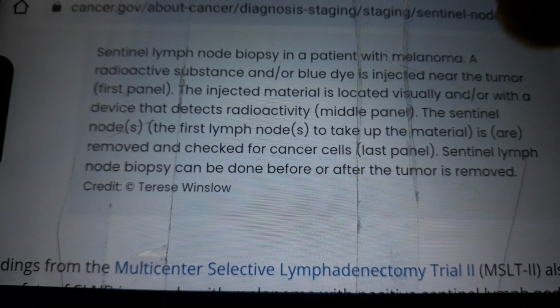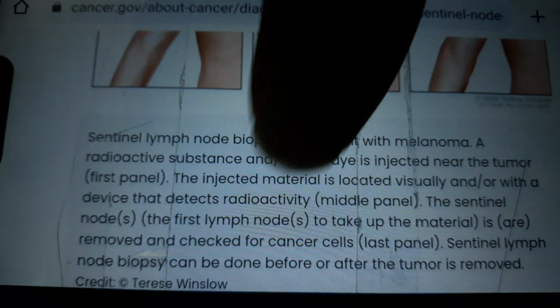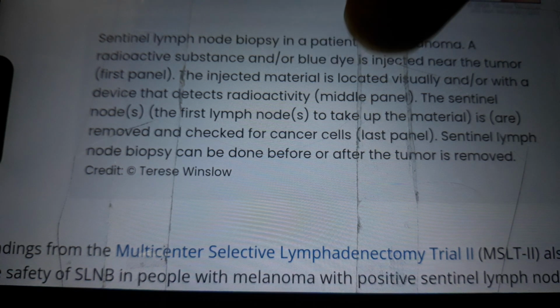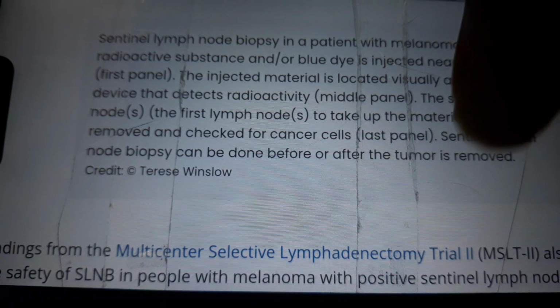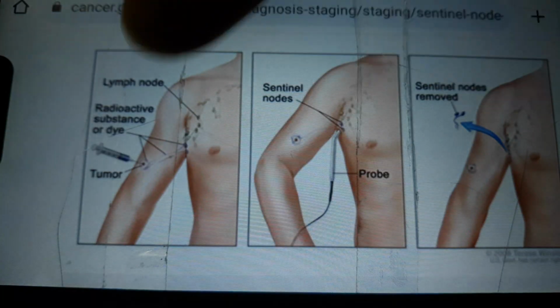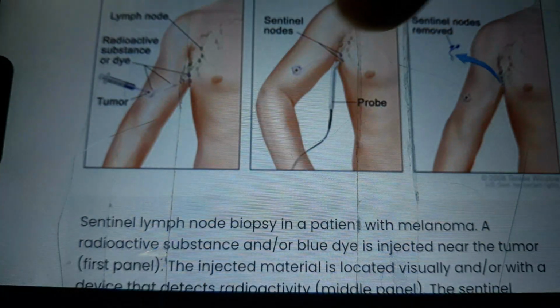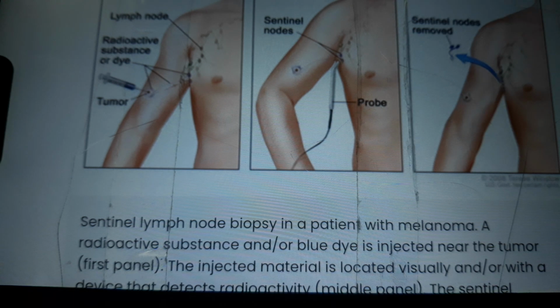The diagram shows the sentinel lymph node biopsy in a patient with melanoma. A radioactive substance and or blue dye is injected. The injected material is located visually and or with a device in the middle panel. First, lymph nodes take up the material, it's removed and checked for cancer, in the last panel. So these are the three, right? Lymph node, radioactive substance, tumor, sentinel nodes, probe, sentinel nodes removed.